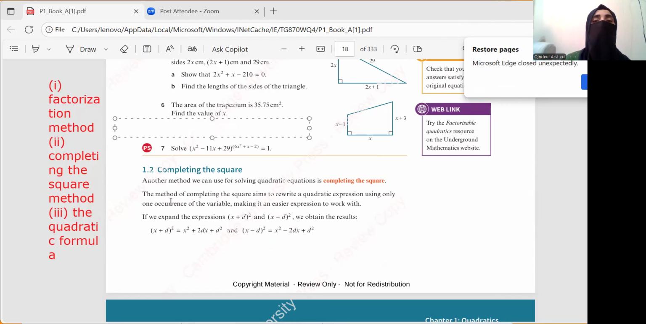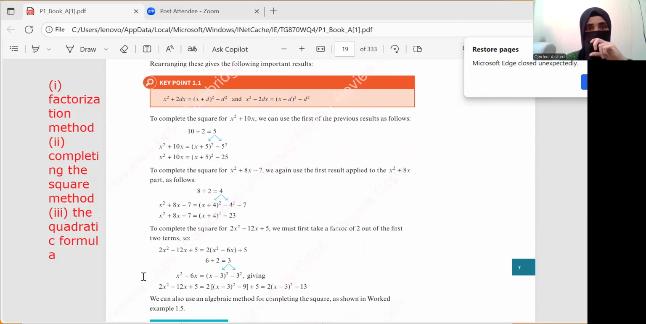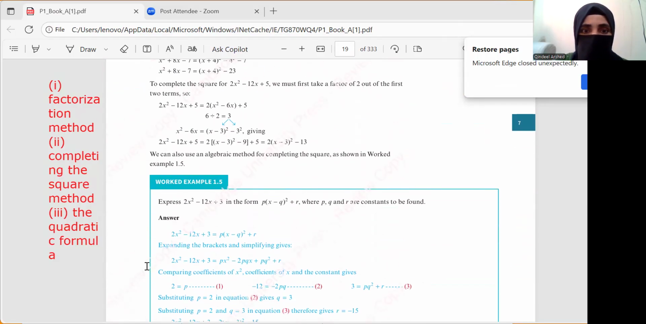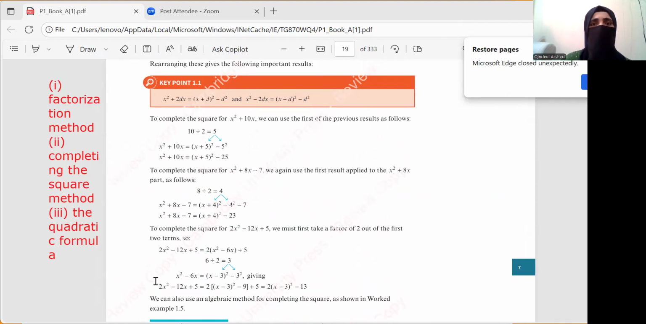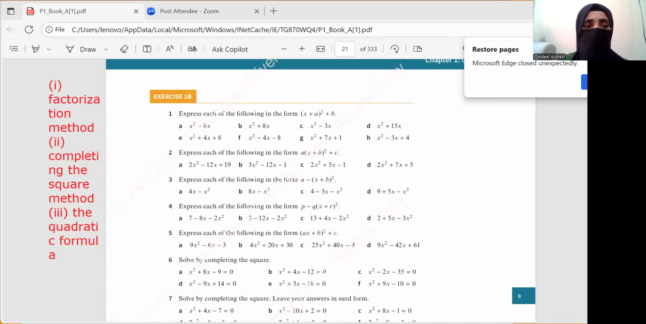That is, how to solve a question when we have a quadratic equation, and specifically it is mentioned that you have to solve this question by the completing the square method. There are a lot of examples. I'm just taking one example randomly from the exercise so you have more clarity on how these methods work.